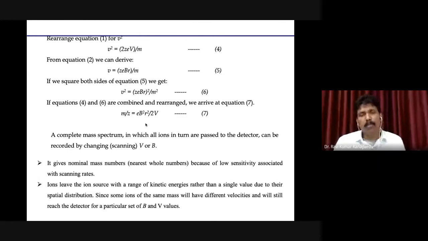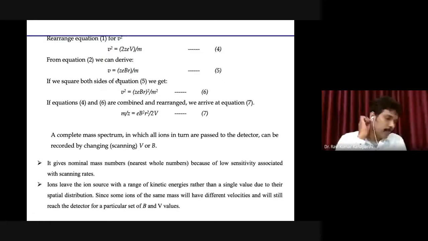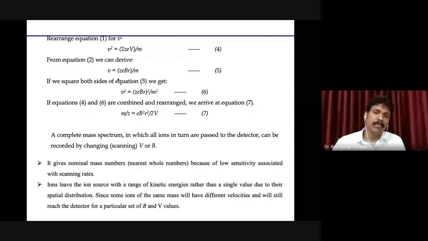The other problem is that we have assumed all the ions are having the same kinetic energy. All the accelerated ions produced from the ion source are having the same kinetic energy. This is the assumption that we started with. But in principle that is not true, because there is something called a spatial distribution. That means the initial ones will have a little bit more kinetic energy than the older ones.